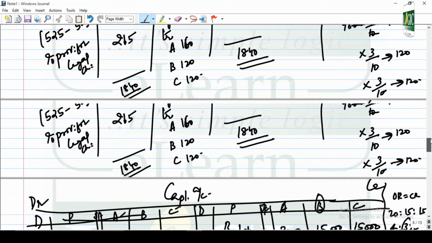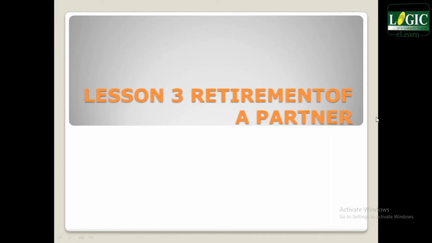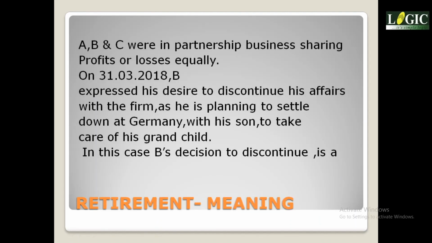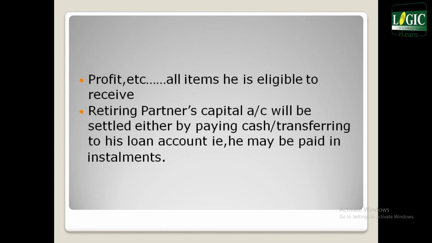So this is all about retirement, and finally, to put it in a nutshell, we will see what all things happened. Before wrapping up the lesson, we started with the next mode of reconstitution. The case I explained, one of the partners expressed his desire to quit the firm because he is planning to go to Germany. So in this case of discontinuing decision, whatever he is eligible to receive so far, he will get it either by way of cash or by way of loan, which means it will be paid in installments. Sometimes a combination of both these things may be resorted to.